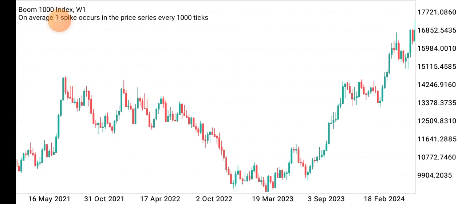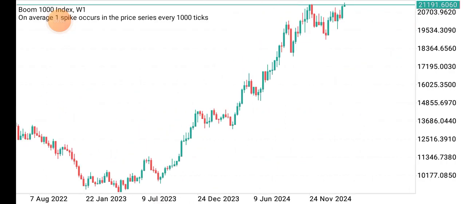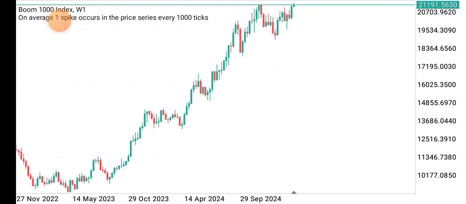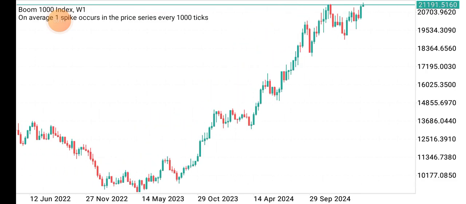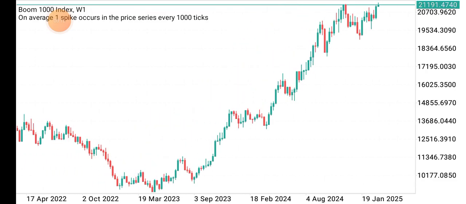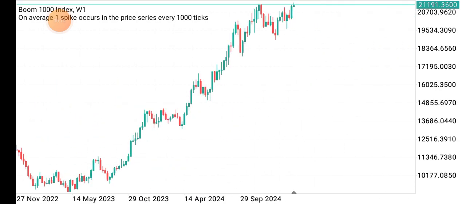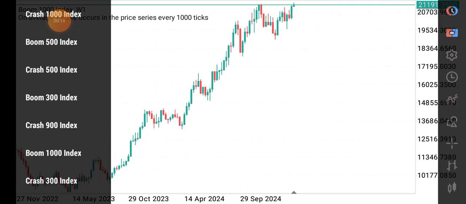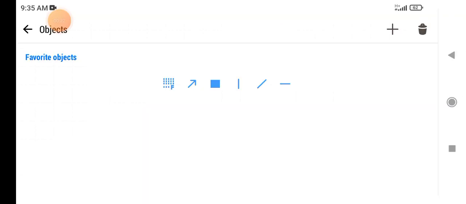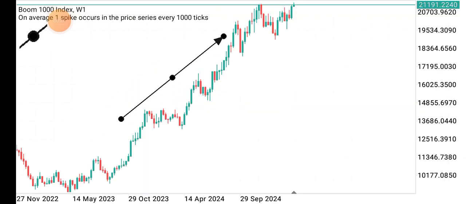So in today's video, we want to analyze Boom 1000 index. From the look of things, I am expecting some massive sales on this particular pair because of what I'm seeing on screen right now. All right, so we are expecting some massive sales. First of all, I can see a double top formation. The market is trying to form the second top.